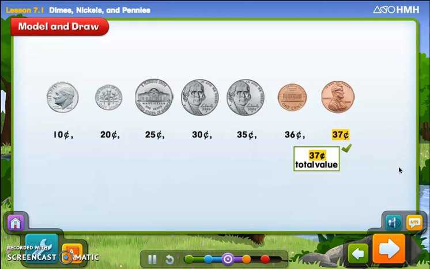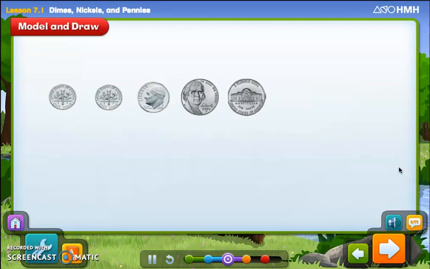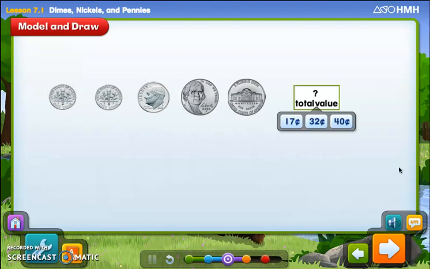Excellent! The total value of 2 dimes, 3 nickels, and 2 pennies is 37 cents. What's the total value of this group of coins? So again, 10, 20, 30, then we go to nickels, 35, 40. So our answer is 40 cents. You're right. The total value of 3 dimes and 2 nickels is 40 cents.